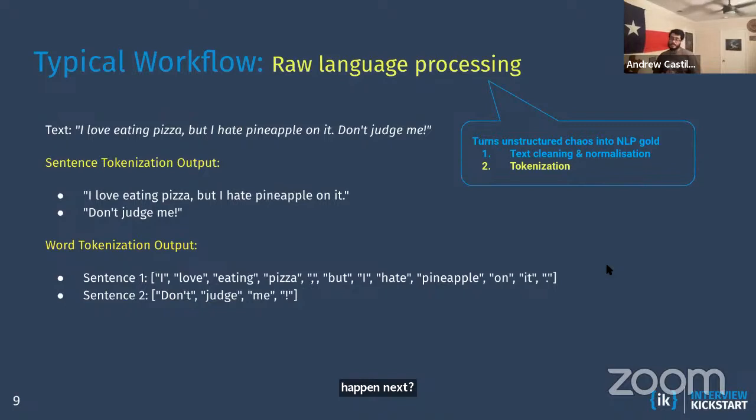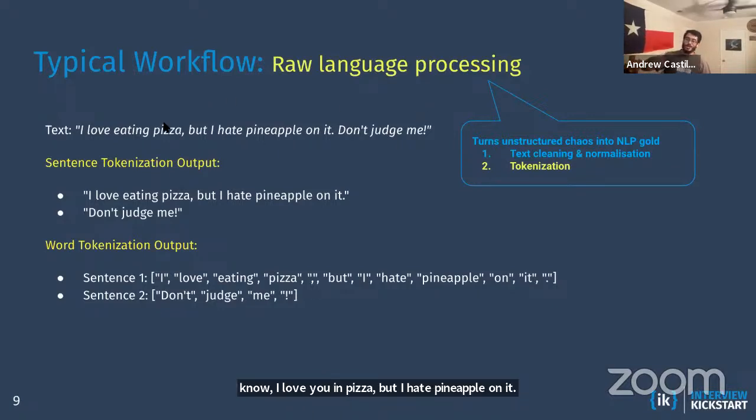So after this process, what's going to happen is tokenization, right? Now, when you think about tokenizing, there are different ways to tokenize, especially nowadays. People have trained tokenizers to do very unique, different things, which we'll talk about later on. But for now we'll talk about a basic tokenization process, okay? So for example, if you have a text that says, I love eating pizza, but I hate pineapple on it, don't judge me, right?